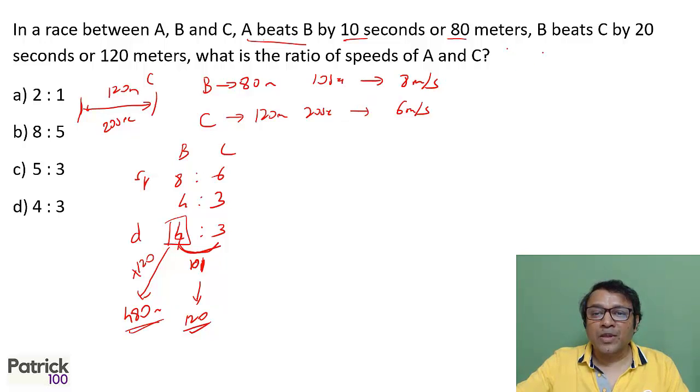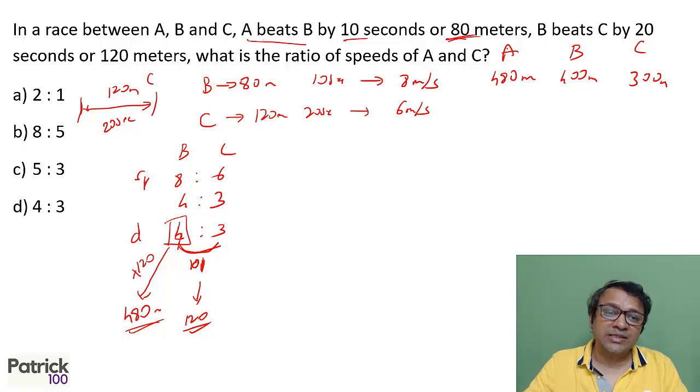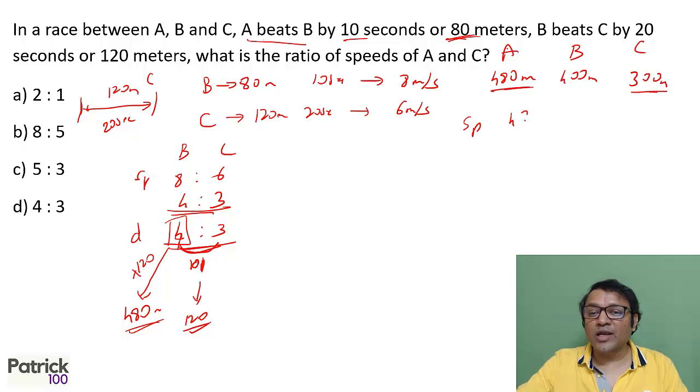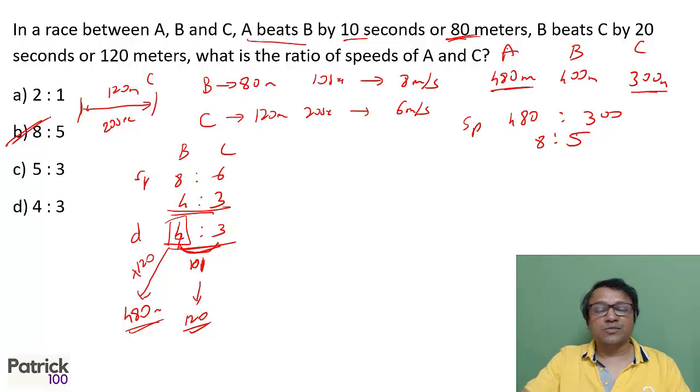So when A completes 480 meters, B will complete 400 meters because B is 80 meters behind. And C will complete 300 meters because the distance covered by B and C is 4:3. So that means for A and C, the ratio of the speed will be the same as the ratio of the distance. So the ratio of the speed will be 480 is to 300, which if you calculate will be 8 is to 5. So 8:5 is the B option.